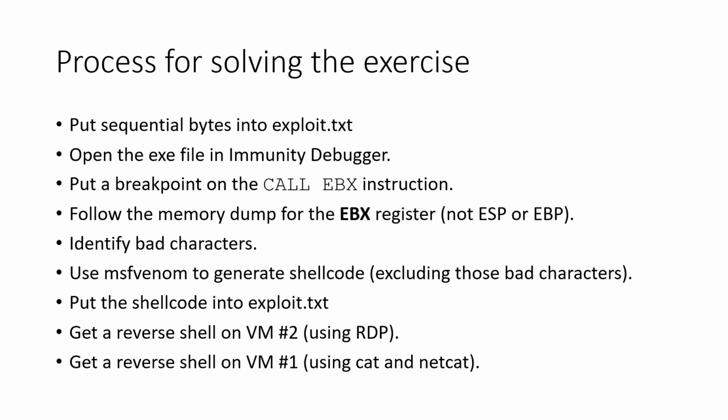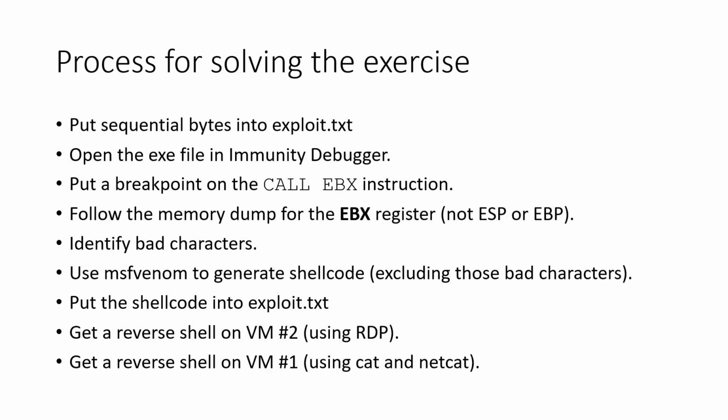Normally, you'd have a buffer, then the EIP address, then your shellcode. However, in this case, you can forget about the buffer and the EIP register. Instead, you need to start by putting all possible bytes into the exploit.txt file. Next, you run the Immunity Debugger and open the exe file. You put a breakpoint on the call EBX instruction, and when you hit that breakpoint, you look at the memory dump for the EBX register. You then compare what's in memory with the contents of the txt file to see what's missing. Those are your bad characters.